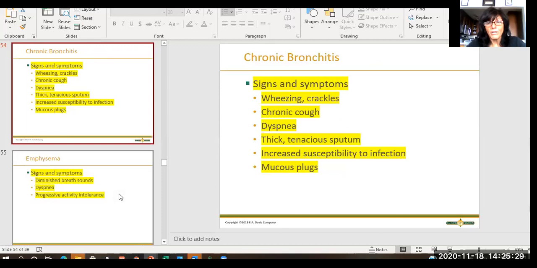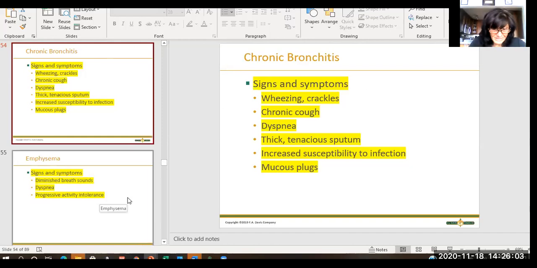So with chronic bronchitis, they'll have wheezing, sometimes crackles, chronic cough, dyspnea, thick, tenacious sputum. And because of all that, they are at increased risk for infections in the lungs, right? They'll even get plugs, big gobs of mucus that get stuck in the alveoli and they can't get them out, right? So any alveoli that are clogged with a mucus plug aren't working. So now they're really hanging on to carbon dioxide, right?